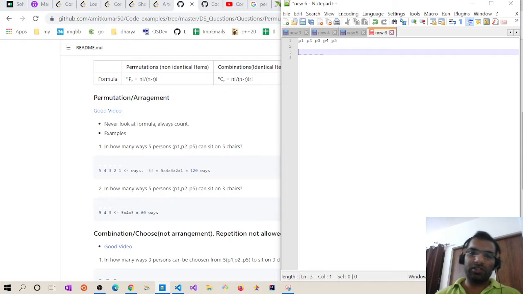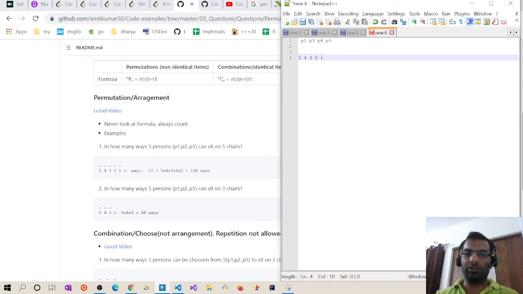The number of ways is that on the very first chair, any of the people can come, so it's five ways. Let me write it here. Then on the second chair, one person will be less, so we'll have four. Then on the third chair, it will be three. Then on the fourth chair, it will be two, and one. So the permutations, or all the ways in which these five people can sit on these five chairs, is 5 factorial, which is 120. And why 5 factorial? Because we just multiply it: 5 into 4 into 3 into 2 into 1.